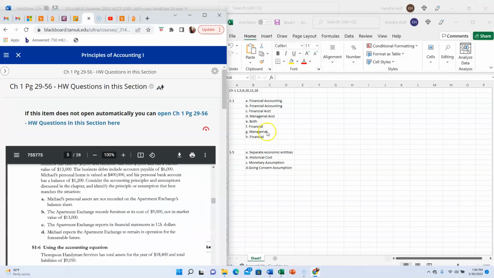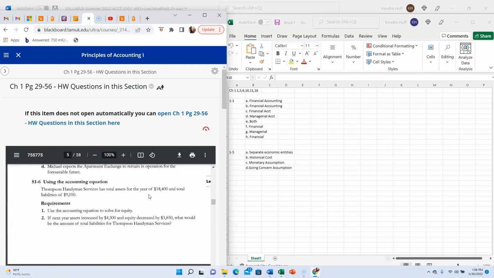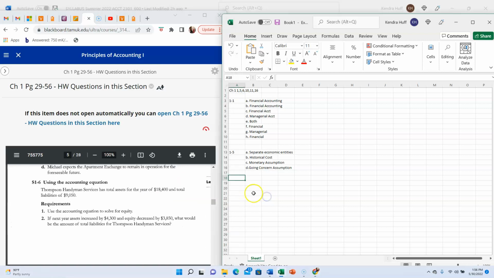All right, number 6, the accounting equation. The accounting equation is pretty important. You really need to understand it because everything keys around it. Thompson Handyman Services has total assets for the year of $18,400 and total liabilities of $9,050. Use the accounting equation to solve for equity.